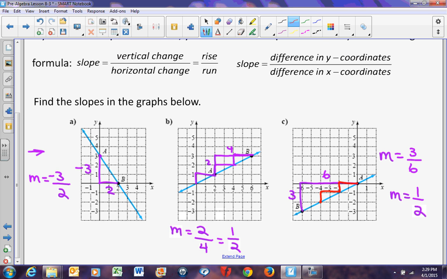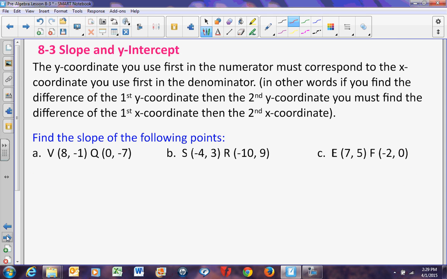Finding the slope from a graph is actually fairly simple. Finding a slope from other things other than a graph can be a bit more cumbersome. We're going to find slope using points. The important thing about slope is it's the change in your y-coordinate over the change in your x-coordinate.